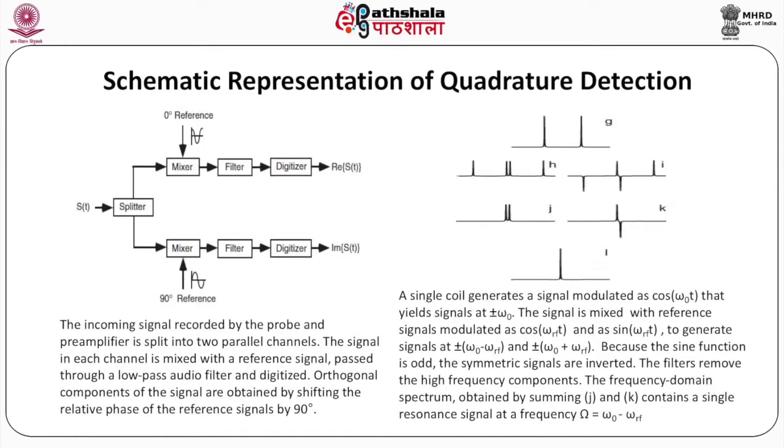Now, let us look at the peaks. If the signal was modulated only by one reference frequency, say cosine frequency, a single coil generates a signal modulated as cos omega 0 t that yields signals at plus minus omega 0. So, there will be two peaks. The signal is mixed with reference signals modulated as cos omega RF t and as sine omega RF t to generate signals at plus minus omega 0 minus omega RF and plus minus omega 0 plus omega RF.